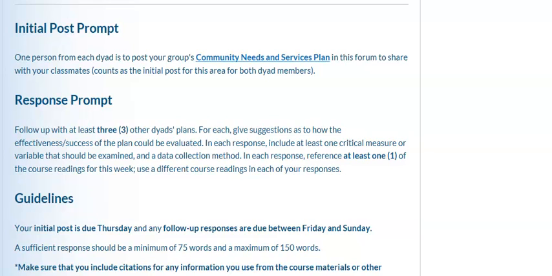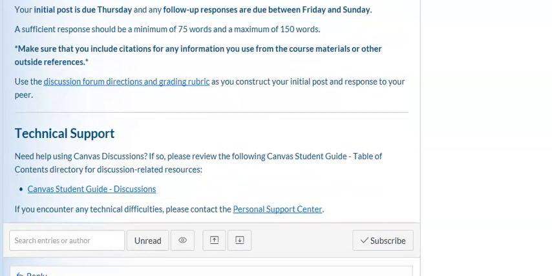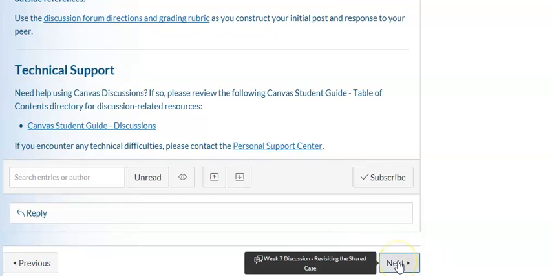In each response, reference at least one of the course readings for the week. Use a different course reading in each of your responses. So that is requiring 3 different references, one for each. The initial post is Thursday. The follow-up is between Friday and Sunday.